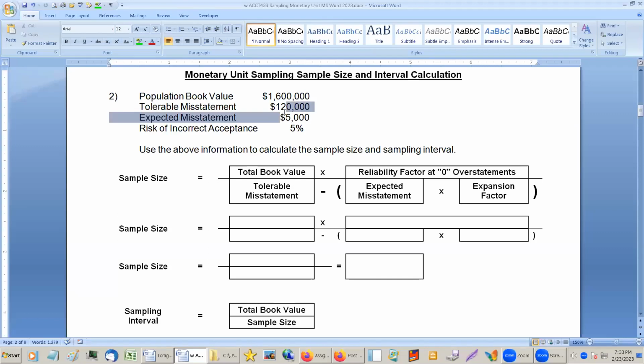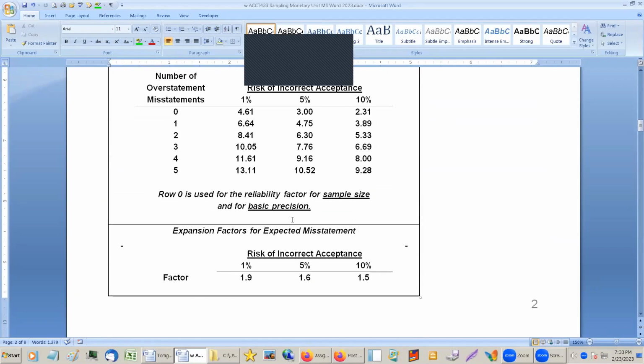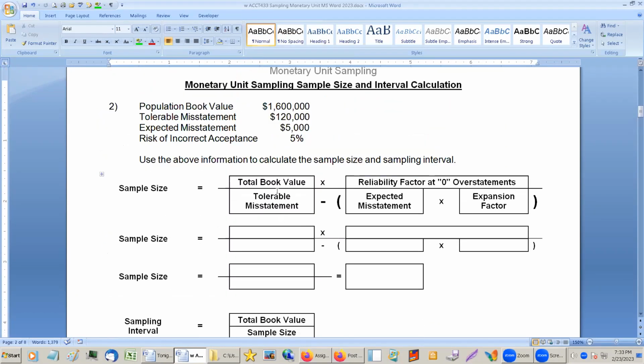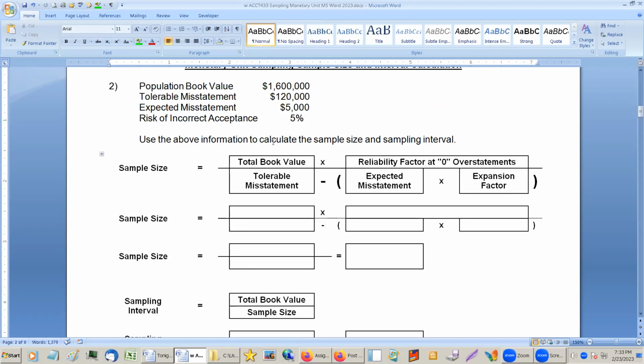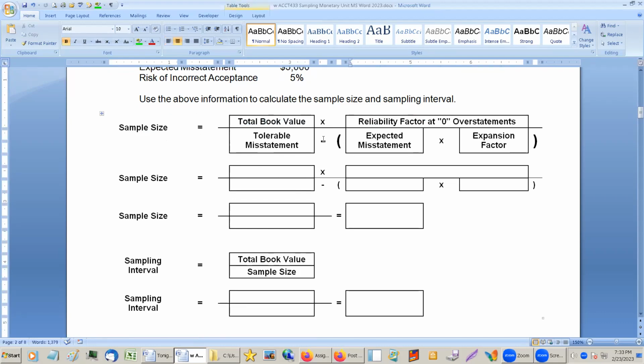Now, it's a little bit of a pain here, but not nearly as bad. We can actually do this in about, let's say, 5 minutes or 10 minutes. And we don't have to take any pre-sample or anything like that. Basically, here's the formula. Book value times reliability factor, which we'll get to, divided by the tolerable misstatement minus the expected misstatement times the expansion factor. Okay, a lot of stuff here.